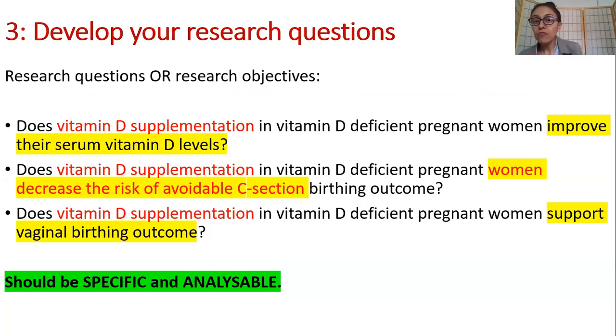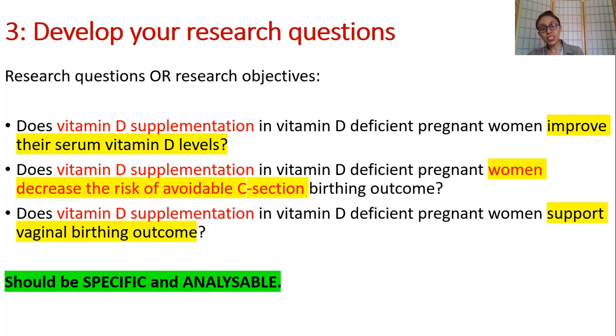So yep, now once your PICO format is ready, then you design your specific research question. So over here, I have broken down my research question into three things, and those three things depend upon my outcome variable, all right? So the first one is: is vitamin D supplementation improving blood vitamin D levels? First question. Second, vitamin D supplementation and its impact on C-section delivery, all right? And third, vitamin D supplementation and its impact on normal vaginal birth delivery.